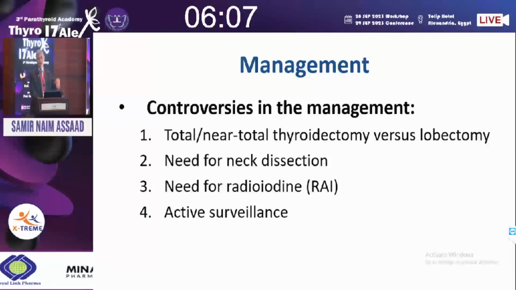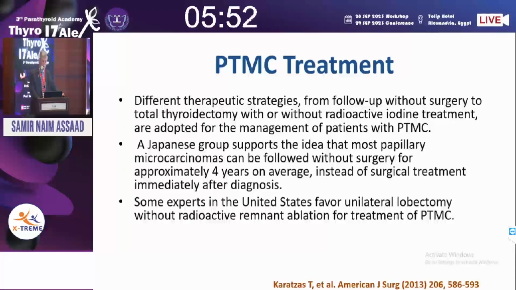Of course, if you are going to do surgery, are you going to do neck dissection? Because if you do neck dissection, there are more and more complications. Are you going to give radioiodine treatment to all these patients after surgery? I'm going to discuss that shortly. So as I mentioned, there are different therapeutic ranges, from surgery to no surgery, followed by radioiodine or neck dissection for the lymph nodes, by a Japanese as well as a Korean group.